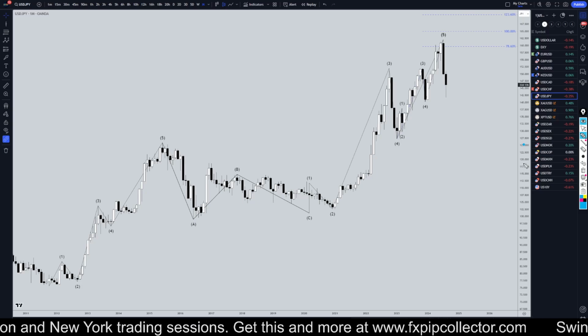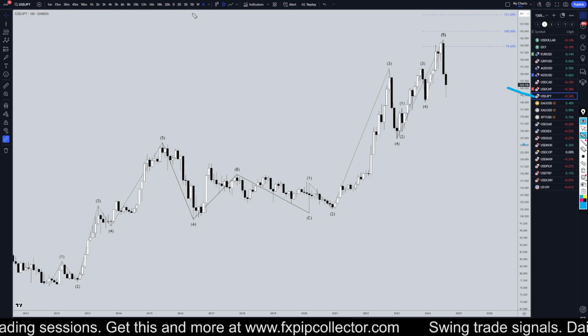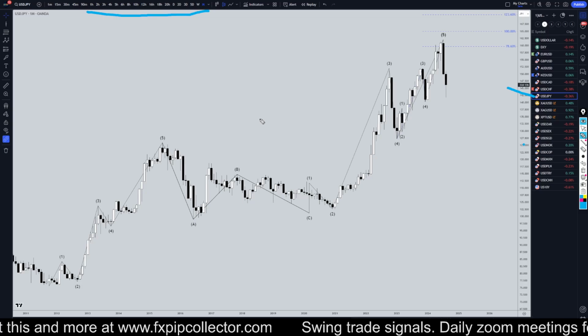Today is Thursday, August 8th, and I'm going to be analyzing the US dollar yen, starting on the monthly, working my way all the way down to the 1 hour time frame for the full top-down analysis.